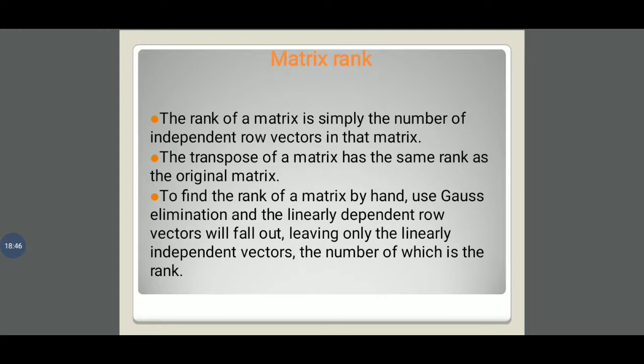To find the rank of a matrix by hand, we can use Gauss elimination, where linearly dependent row vectors will fall out, leaving only the linearly independent vectors, the number of which is the rank. This is the actual meaning of rank, but we'll consider it another way. There is another, easier way to find the rank of a matrix. Another definition of rank we will consider. Rank is a positive integer.